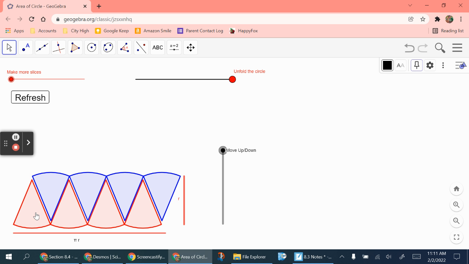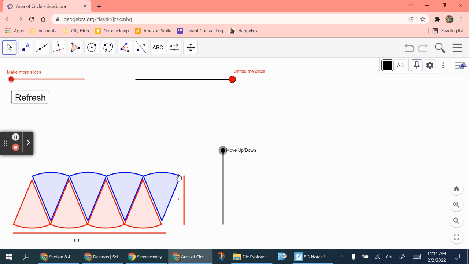And you'll notice that this makes basically a parallelogram. So this base here is half of the circumference. So instead of 2 pi r, it's just pi r. This distance is the radius. And so if I take pi r times r, well, r times r is r squared. So that'd be pi r squared. That's our area formula.